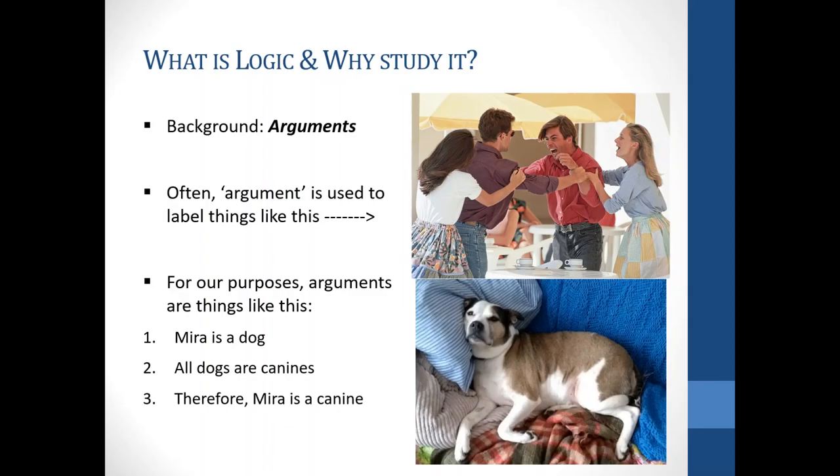I'm more interested in something like this. So this is my dog, Mira. She recently passed away, unfortunately, but I keep her and my other dogs in the slides as a sort of memorial. So this is an argument. Mira's a dog. All dogs are canines. So Mira's a canine. Not a terribly deep argument, but this is the kind of thing that logicians are interested in, that we are going to be interested in.